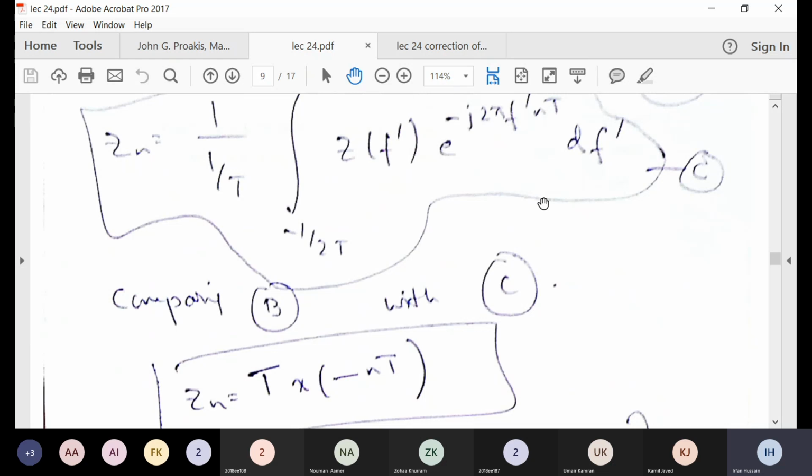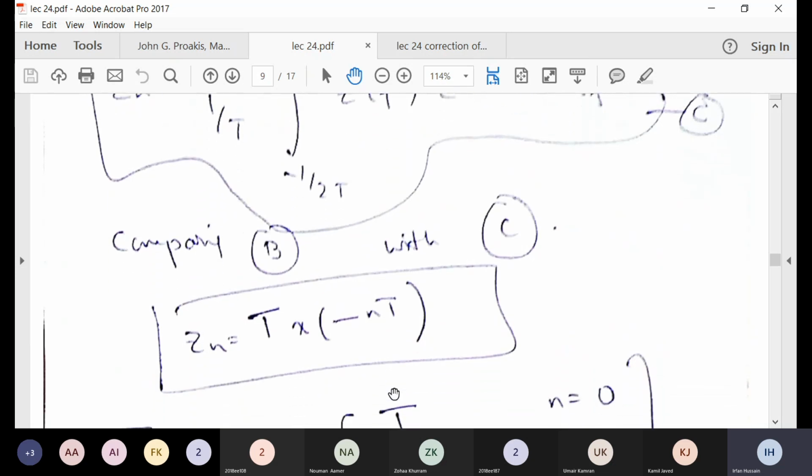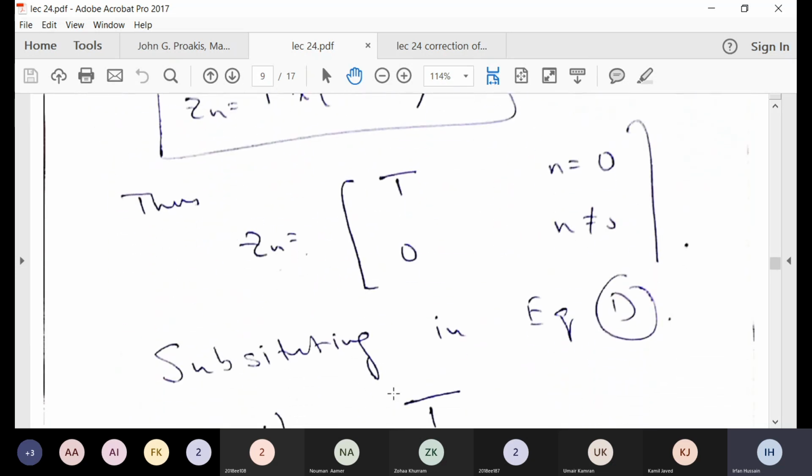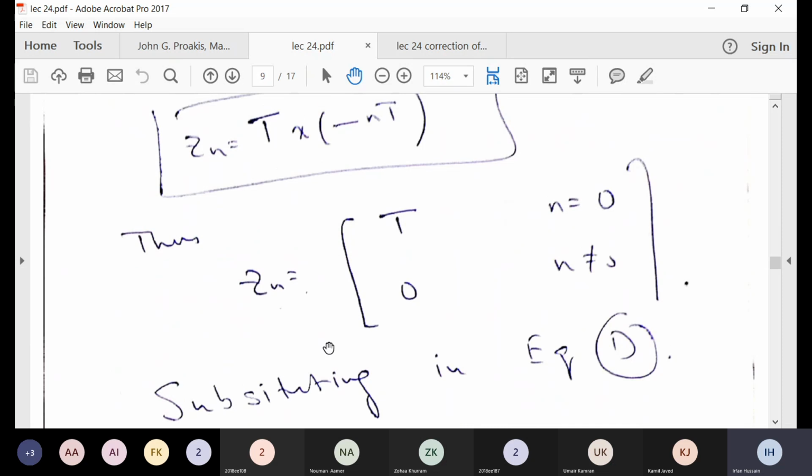So Zn can be written as x of minus nT, and along with this T, so this Zn is equal to T into x of minus nT. So Z of n will be equal to T provided n is equal to 0, and we know that x of 0 is actually 1, so Z of n is equal to T. For other values of n not equal to 0, we know that our x will be 0, and hence Zn will also be equal to 0.